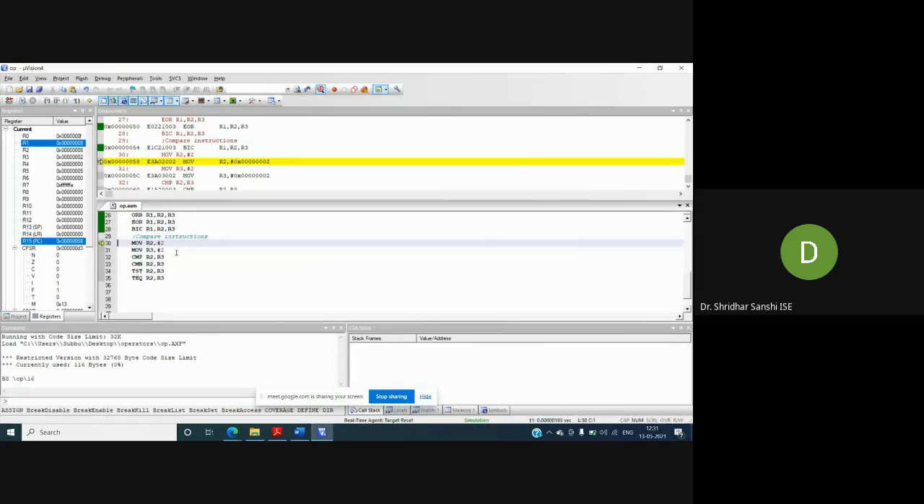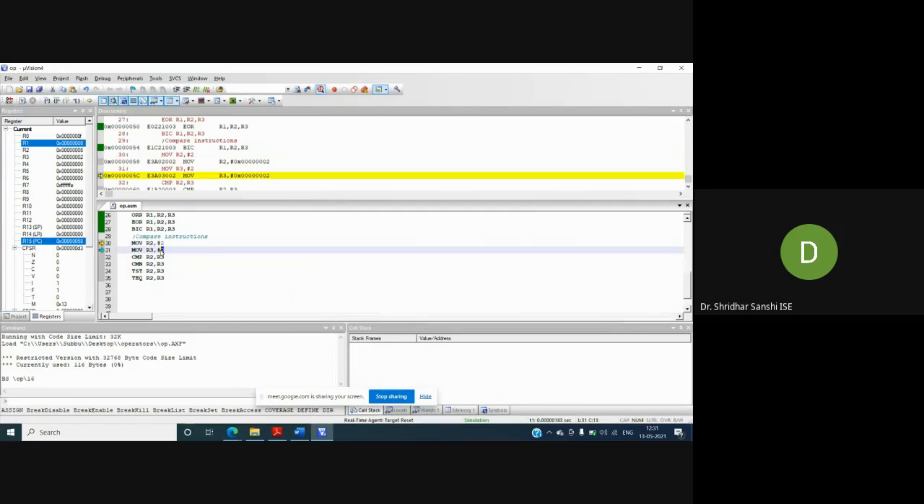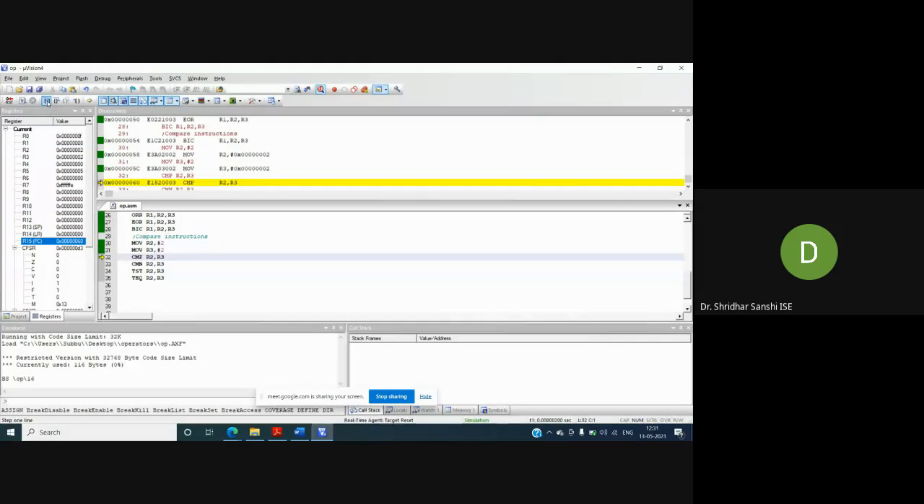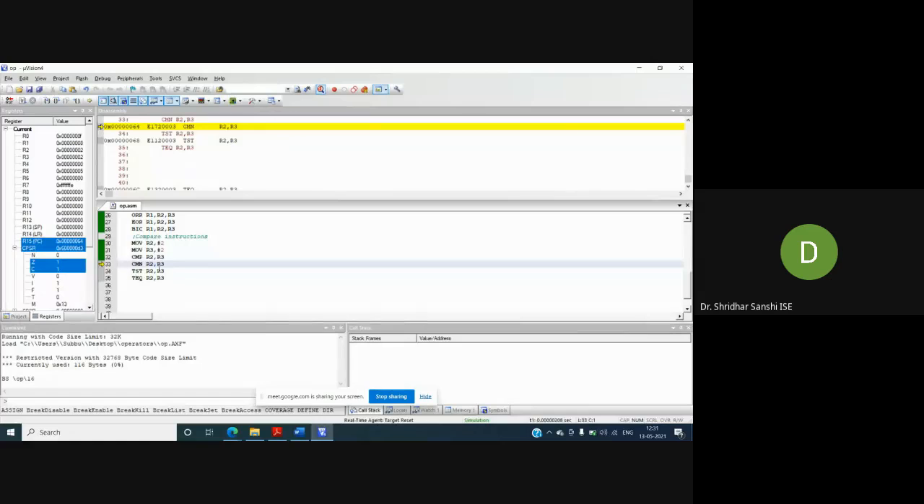So this is how we can use them. I have taken 2 and 2, and I'm updating the value. So you can see here, we are doing comparison: R2 minus R3. Both are 2, so the result will become 0. That's why the Z flag is updated, and the carry bit is also updated.